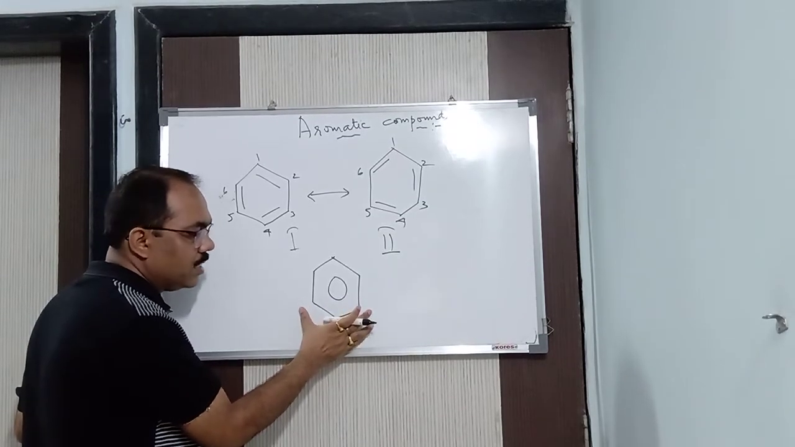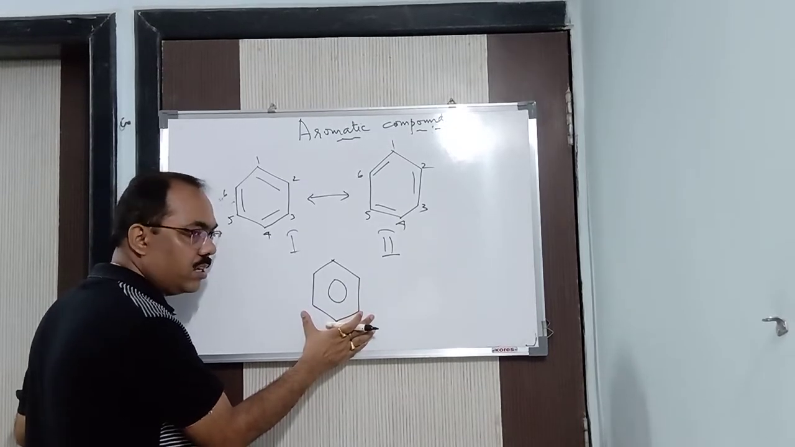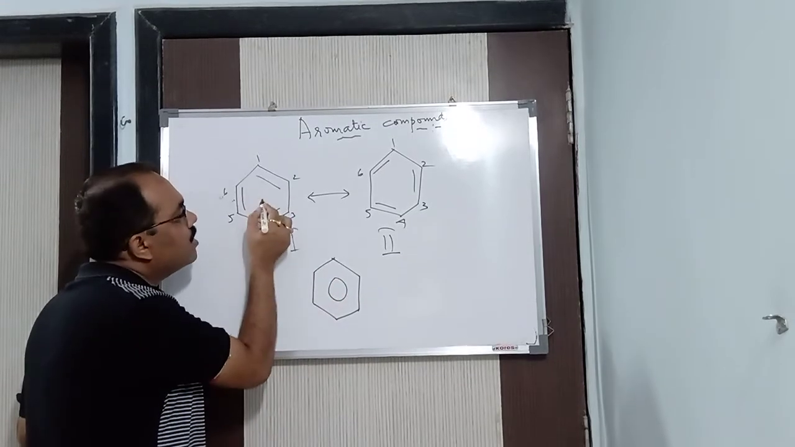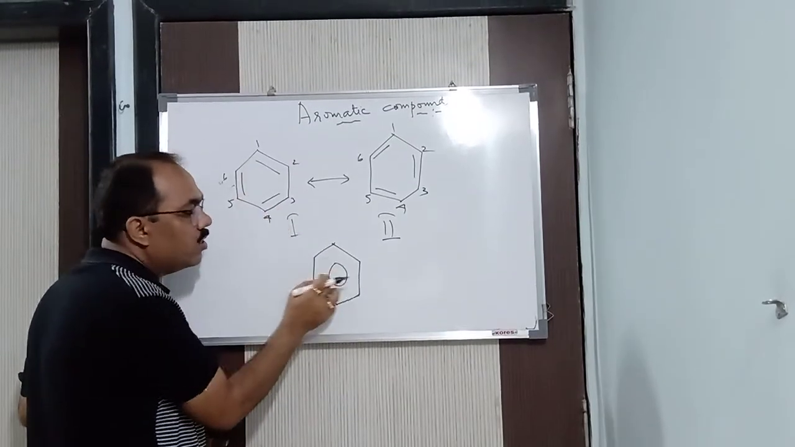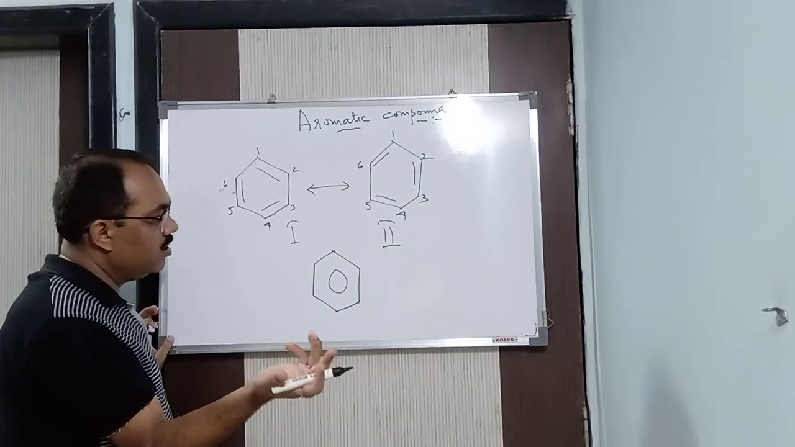And hence this structure is correct, and we are using this structure today, the resonance structure of benzene. And it's easy to write also. Here we have to count and see alternately single and double bonds. Here no need to count, you just make a hexagon and put a ring inside. It's very easy to represent.